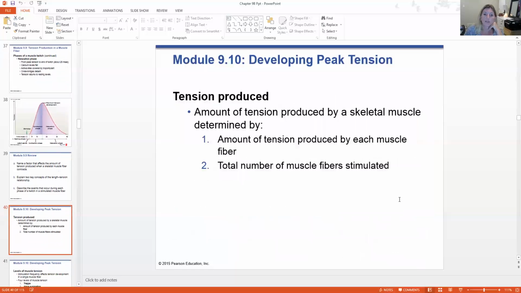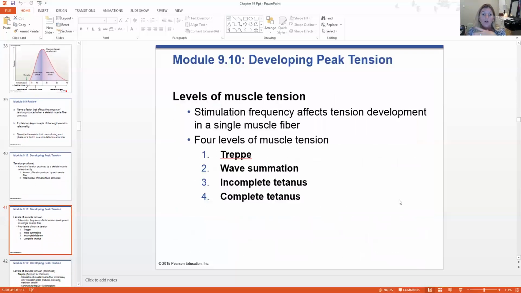So let's talk about how tension is produced. Tension is produced by either how many muscle fibers are stimulated, or how much tension is produced by a single muscle fiber. So it's kind of quantity and quality. There are several levels of muscle tension.